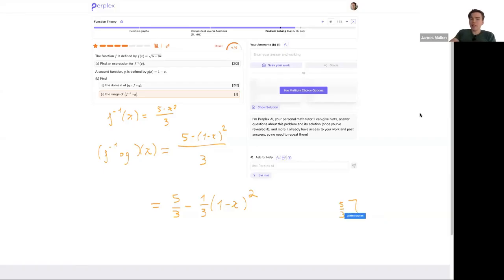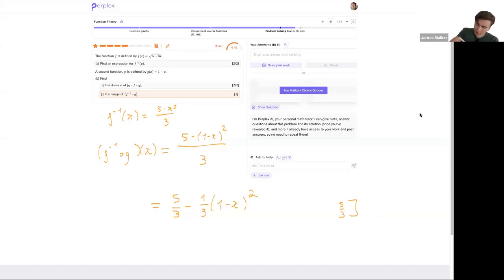Now I need to think about the minimum value by thinking about what the domain of f negative 1 is. What are the possible values that I can put in? And in this case, it looks like it's any values of x, but actually you have to be a little bit careful because not every value of x could have come out of f of x.